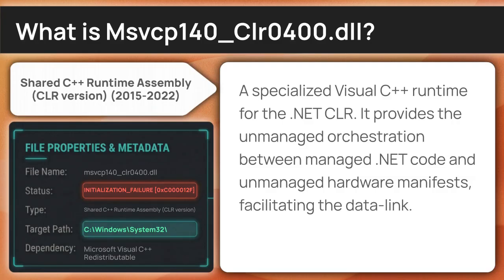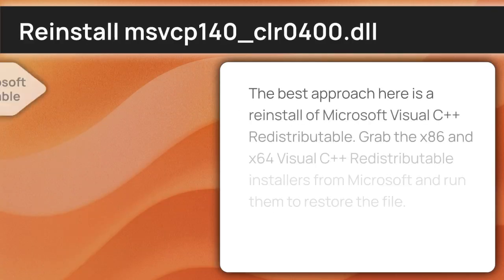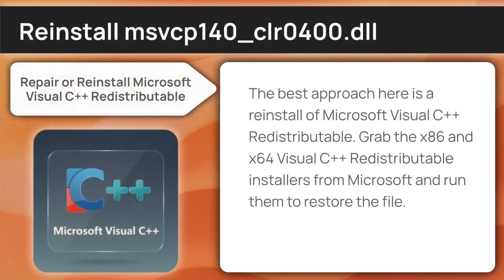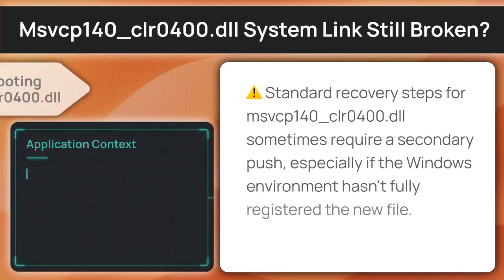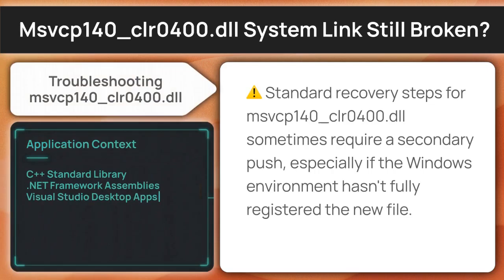Enough of the technical side. Let's get these files back onto your system. The best approach here is a reinstall of Microsoft Visual C++ Redistributable. Grab the x86 and x64 Visual C++ Redistributable installers from Microsoft and run them to restore the file. When a standard reinstall doesn't cut it, we move to advanced diagnostic steps to ensure the system is properly configured.